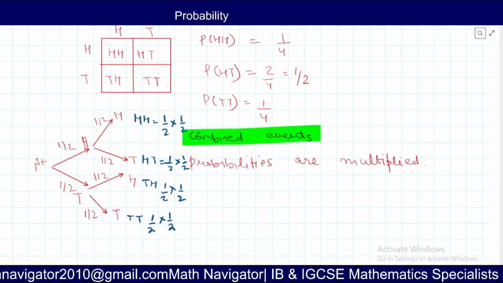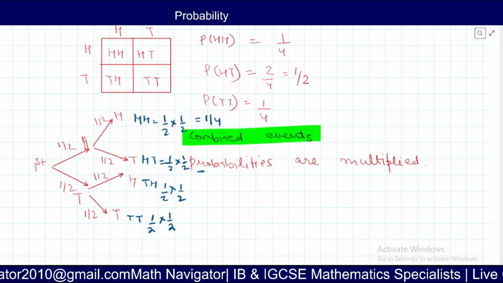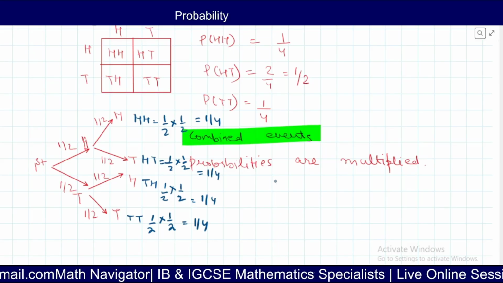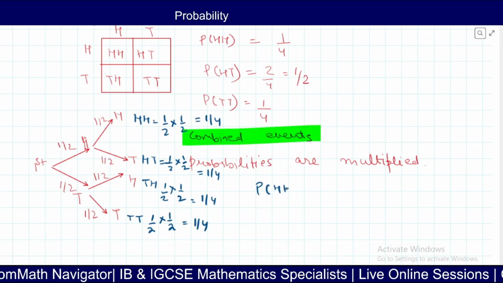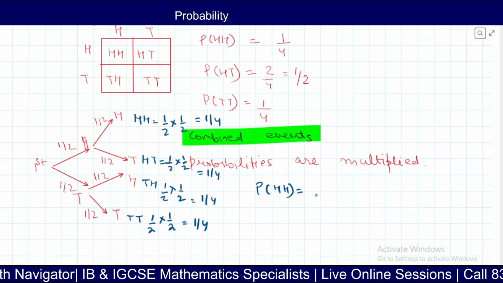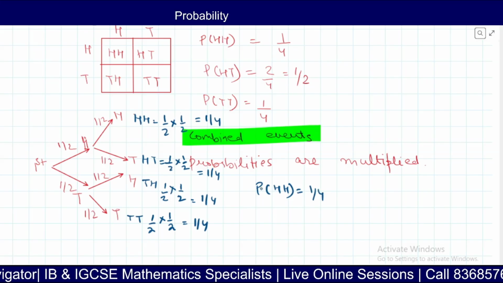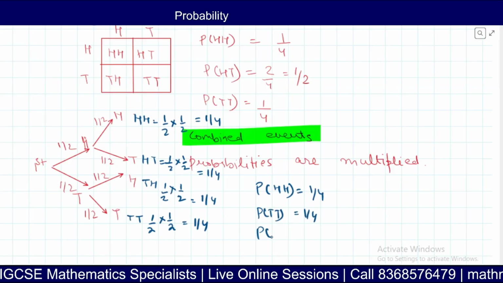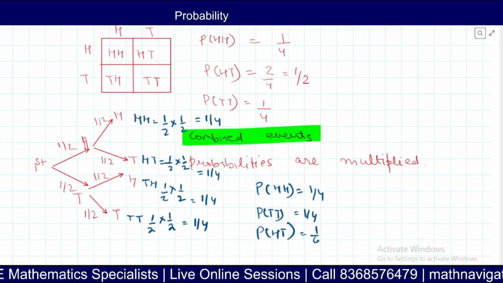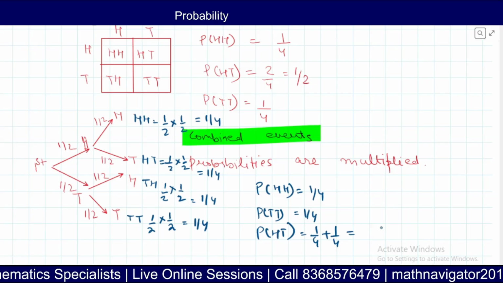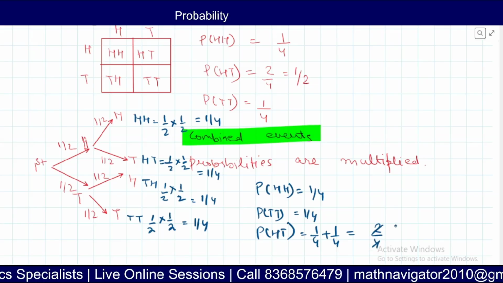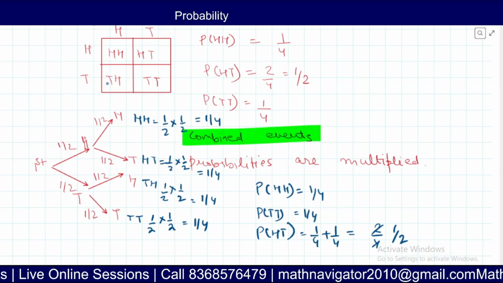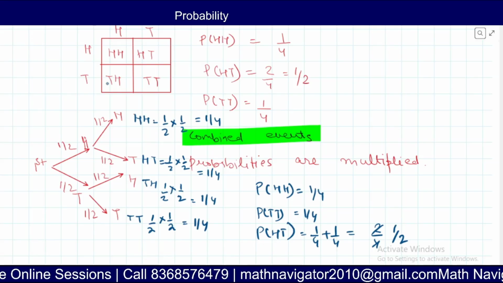So this becomes 1 over 4. This also becomes 1 over 4. This also becomes 1 over 4. And this also becomes 1 over 4. So probability of getting head, head is equal to 1 over 4, which you get the same from the table. Probability of two tails again is 1 by 4. Probability of head and tail again is 1 by 4 plus 1 by 4, which is 2 by 4, which is half. Got it? So this is how we do it with the two-way table, and this is how we do it with the tree diagram.